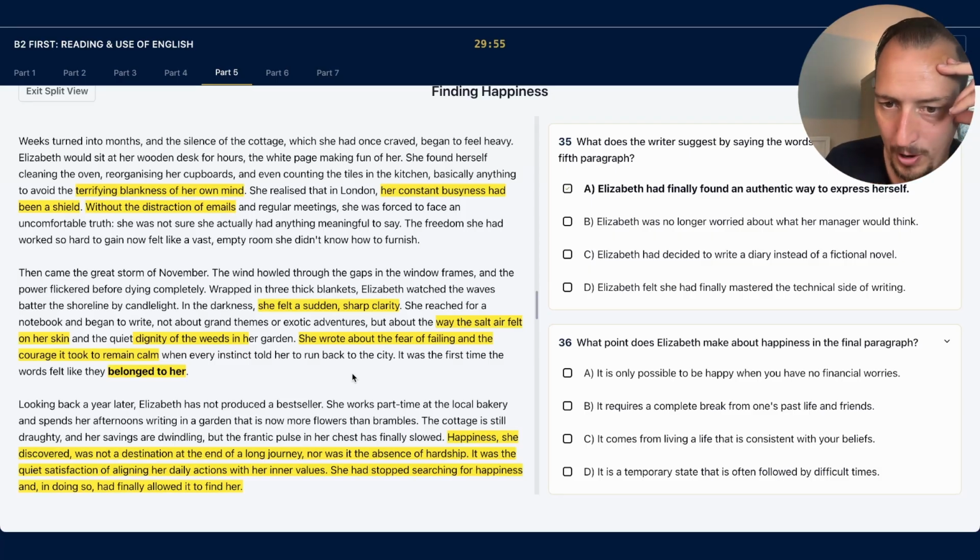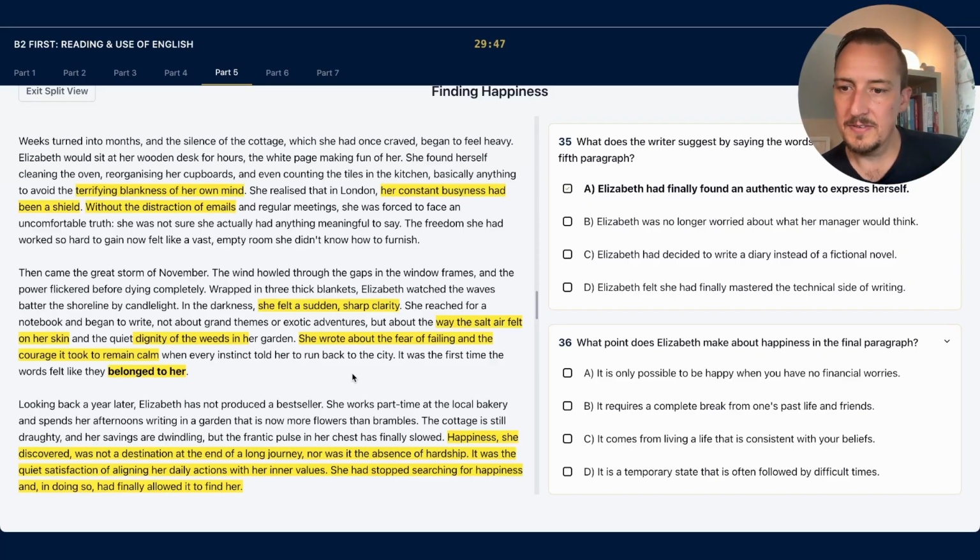So let's see if that part gives us the answer. Happiness, she discovered, was not a destination at the end of a long journey, nor was it the absence of hardship. It was the quiet satisfaction of aligning her daily actions with her inner values. Inner values. So any suggestion of inner value?